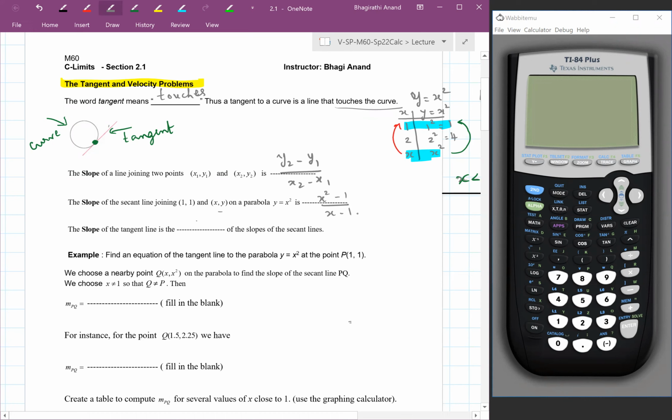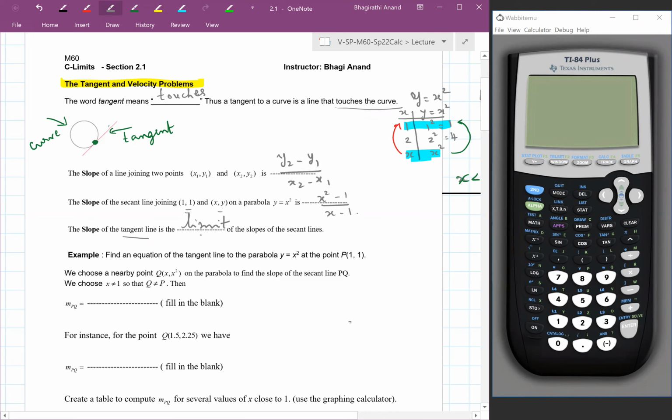So this is for any point with coordinates (x, y), which is a neighboring point of the point (1, 1) on the graph. The slope of the tangent line is the limit of the slopes of the secant lines.